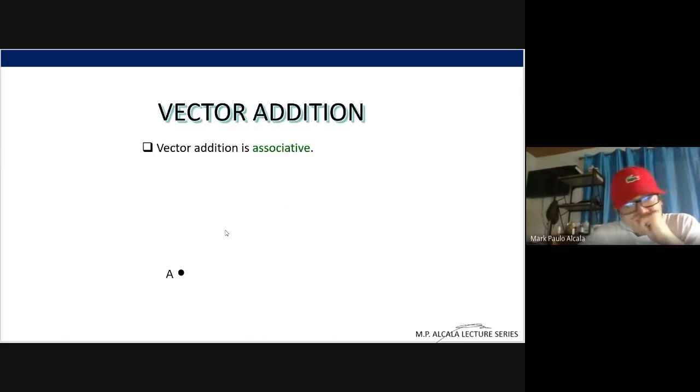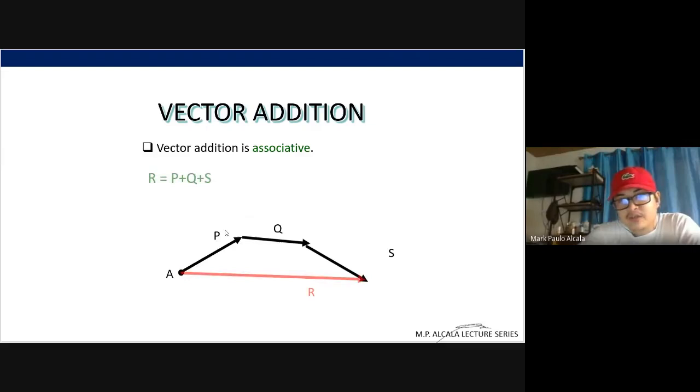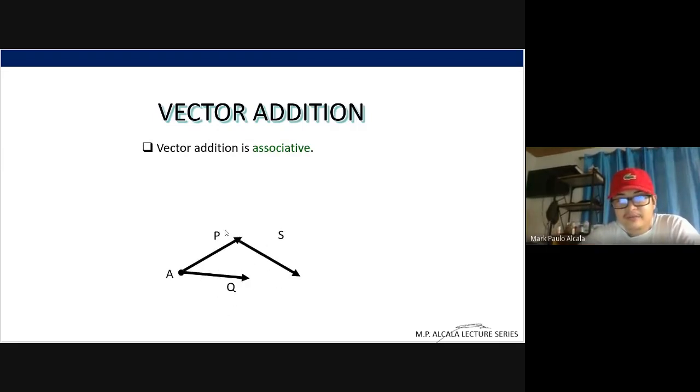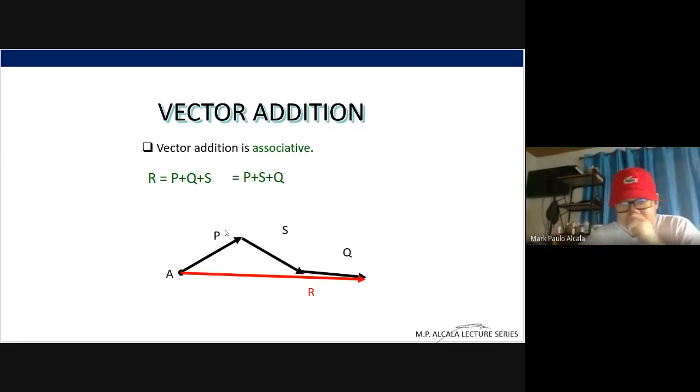How about another property, that vector addition is associative, meaning we can group, okay, if you have many vectors, you can change, okay, interchange the order, like in the vector addition. In this case, S was first before the Q, but it will give you the same equivalent R.